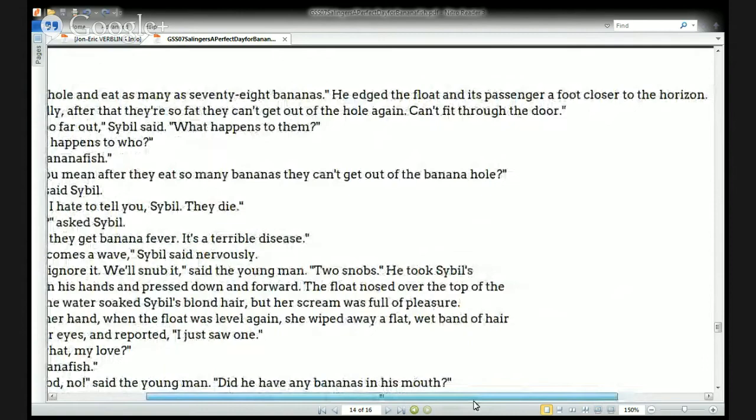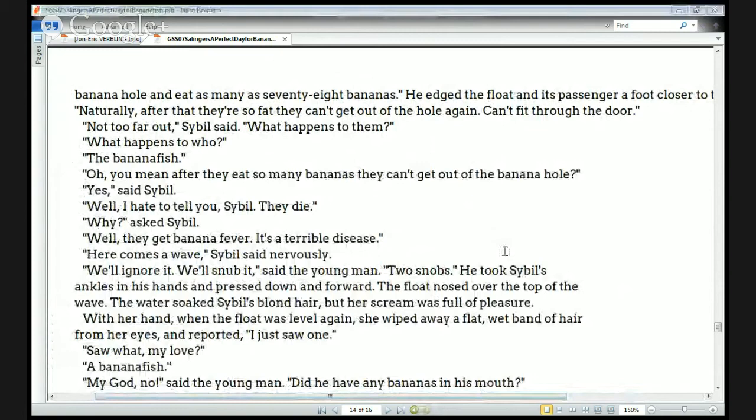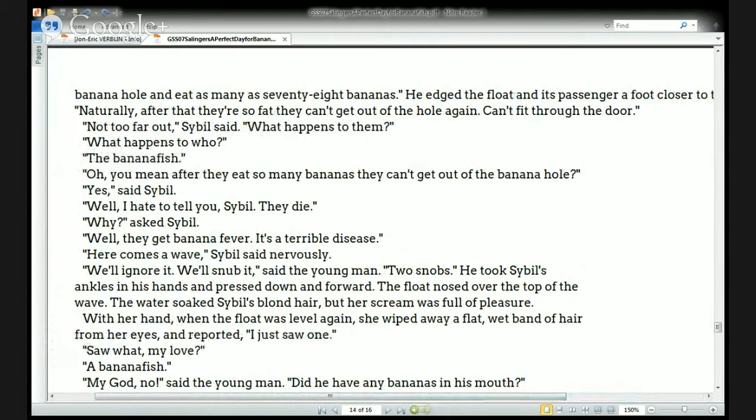So they're walking out into the ocean and she's on the float. "Naturally, after that they're so fat, they can't get out of the hole again. Can't fit through the door." "Not too far out," Sybil said. "What happens to them?" "The banana fish? Oh, you mean after they eat so many bananas, they can't get out of the banana holes?"